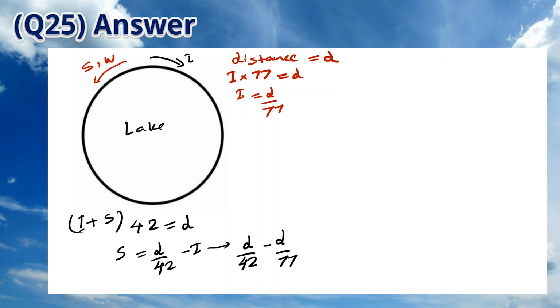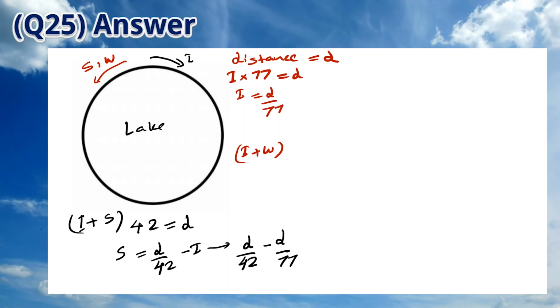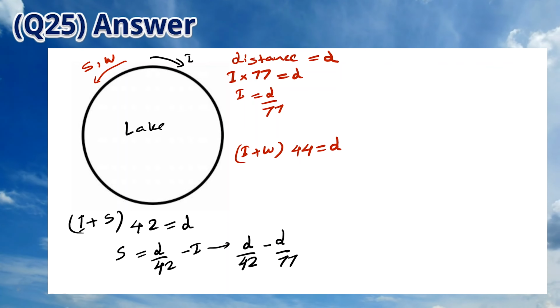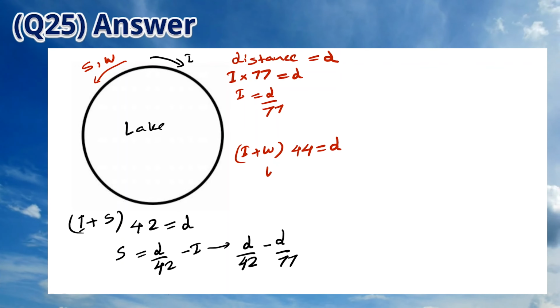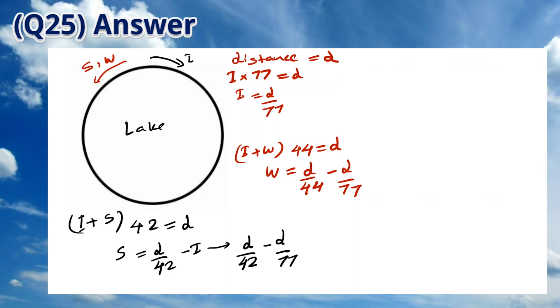And since me and Wally take 44 minutes to cross the lake, we get an equation where I plus W multiplied by 44 is equal to D. So W is equal to D over 44 minus D over 77.